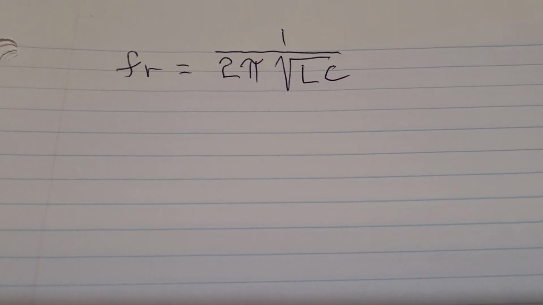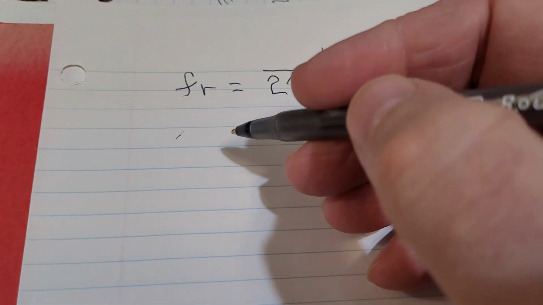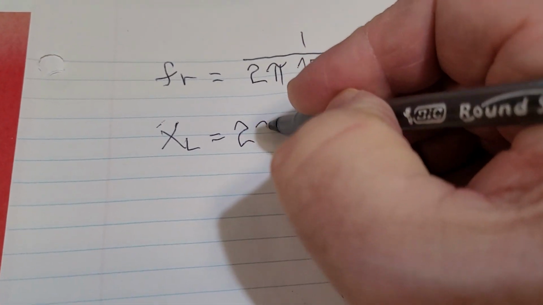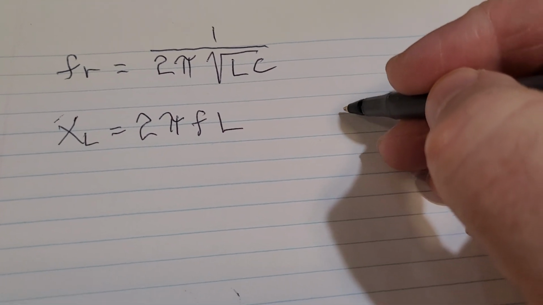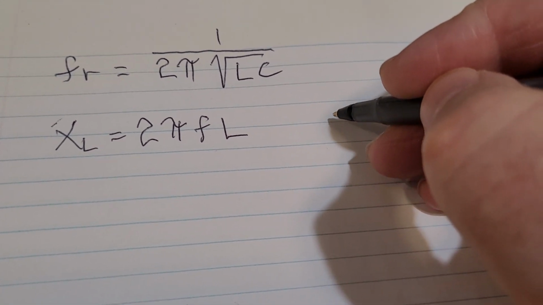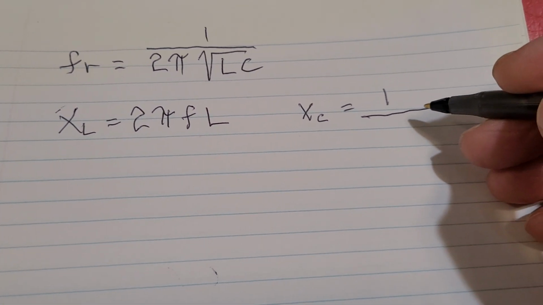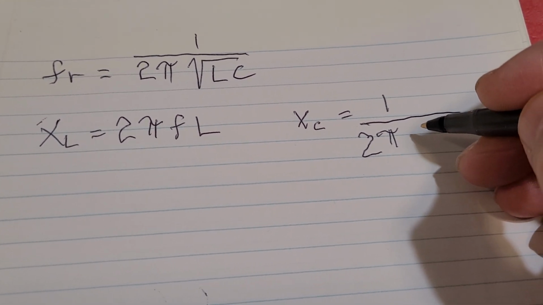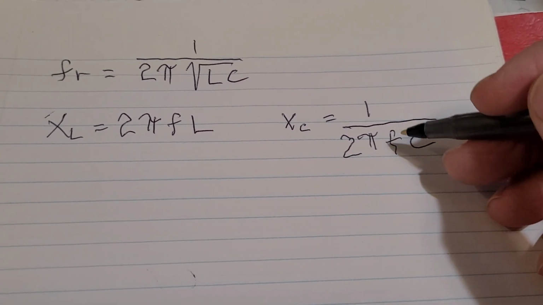Okay, so let's just use two little formulas. I don't know if you can see that. XL equals 2 pi FL, and XC equals 1 over 2 pi FC. Okay, there we are. Well, our F is a little squiggly there.